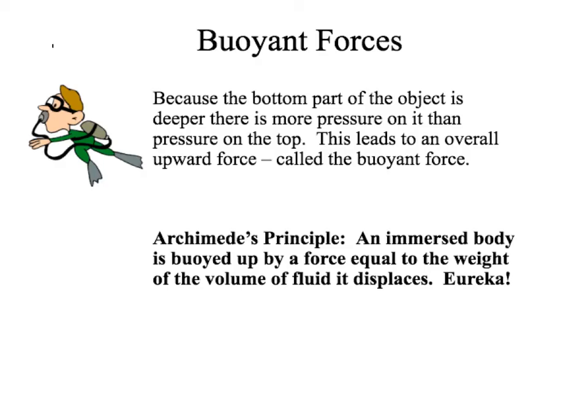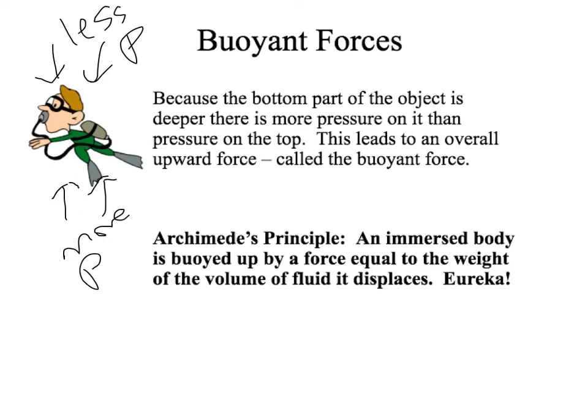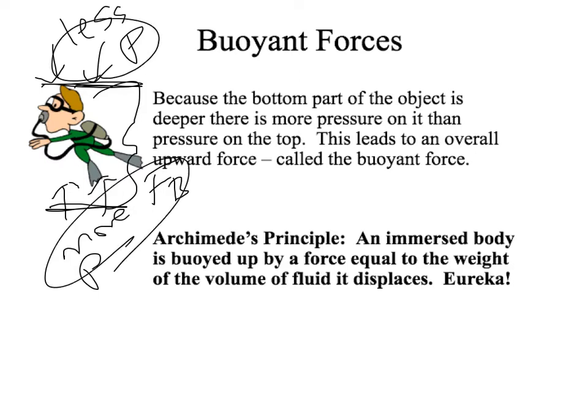Now, buoyant force comes about because there is less pressure here and more pressure here, because the bottom of the object is deeper, and so you have more pressure there. This pressure differential leads to the buoyant force. Okay, and it doesn't matter how deep you are. You could be 1 meter under the water, or you could be 20 meters under the water. The buoyant force will be the same because the pressure differential is the same. Now, the deeper you are, of course, the greater these pressures are going to be, but the difference in the pressures will be the same, and so the buoyant force will be the same.